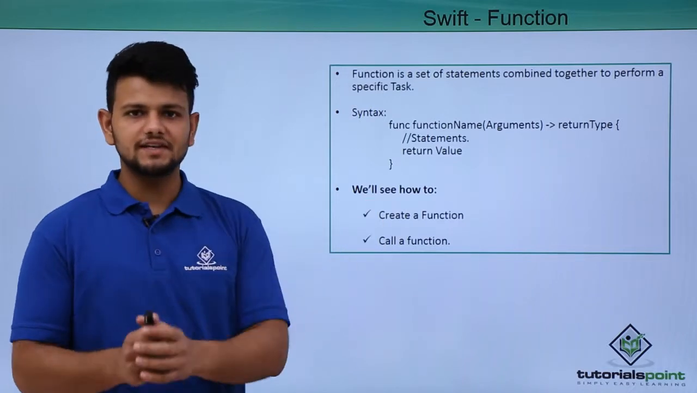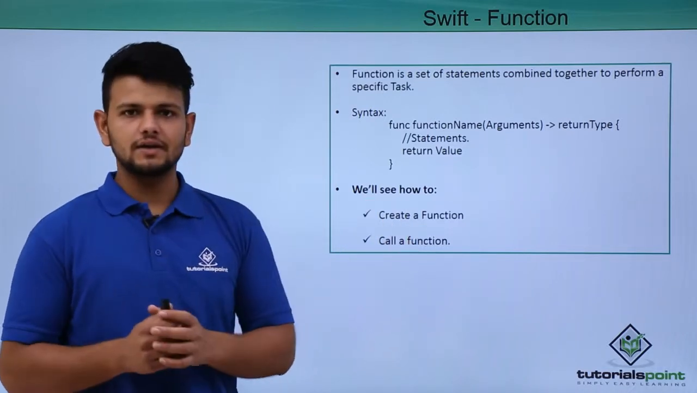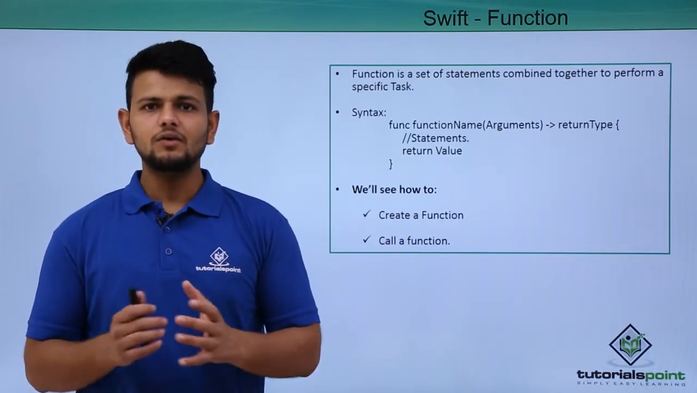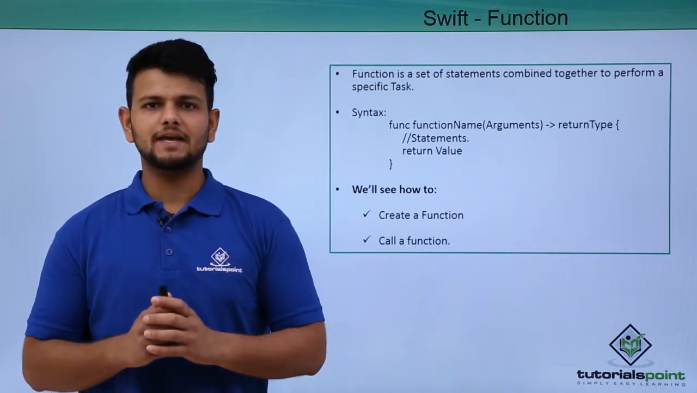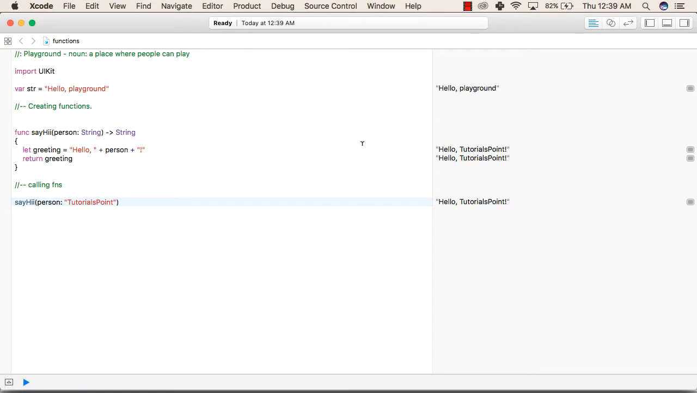In this video, we will see how to create a function and then call a function. Now, let us see a practical implementation of functions in our application. To create a function in Swift language, first we need to write the func keyword. Func is a keyword that lets the compiler know that we are creating a function here. After that, we give the function name, that is sayHi for right now.